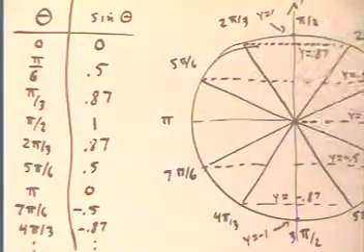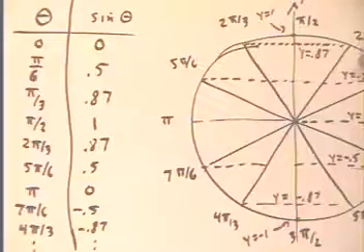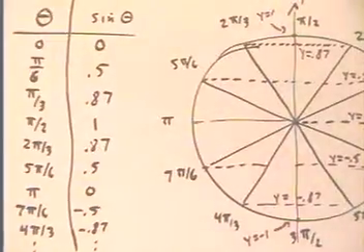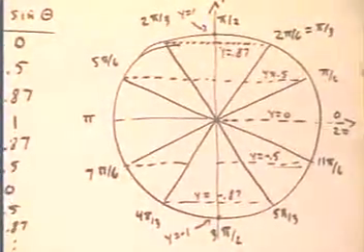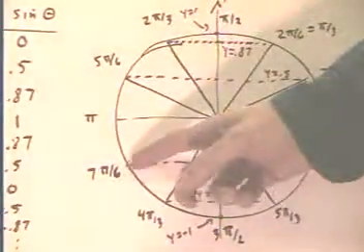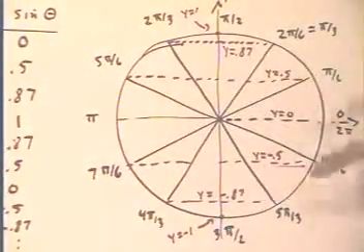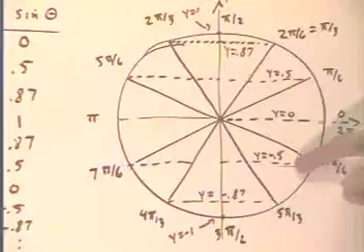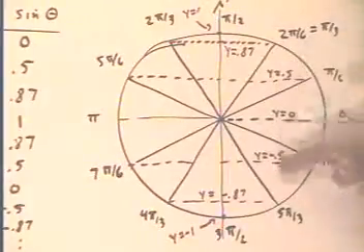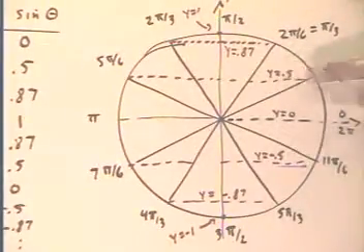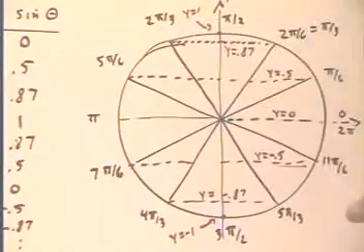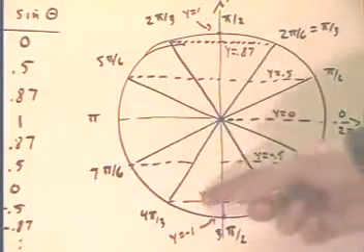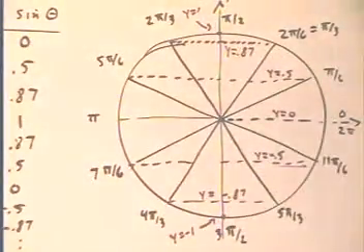Similarly at 5 pi over 6, y equals 0.5, just as it does at pi over 6. At 7 pi over 6 or 11 pi over 6, we have y equals negative 0.5, just symmetric with respect to the x-axis here with the pi over 6 and 5 pi over 6. And similarly, down here we have y equals negative 0.87, y equals negative 1.